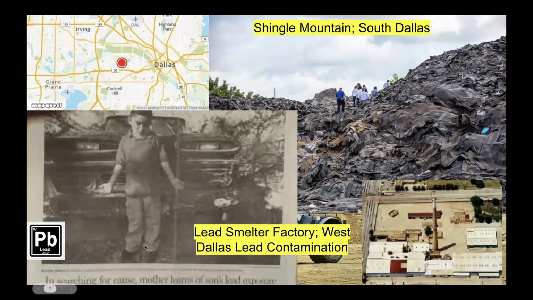And then also in West Dallas, there was a lead smelter factory that eventually had to be shut down because it led to a lot of lead contamination. So there were a lot of children that had lead poisoning because of this lead factory. And lead is another earth material that is very useful, but if we don't watch the way that we use or process it, it can have some devastating effects.